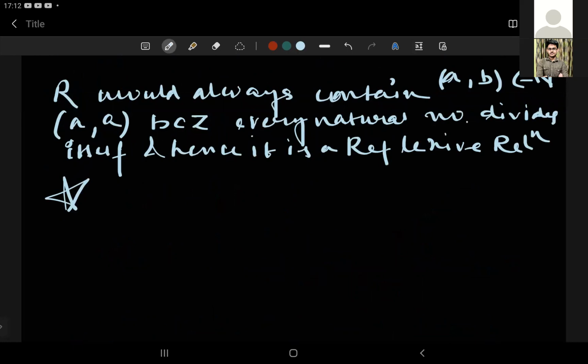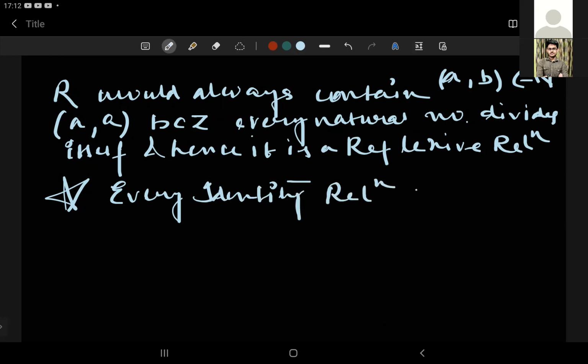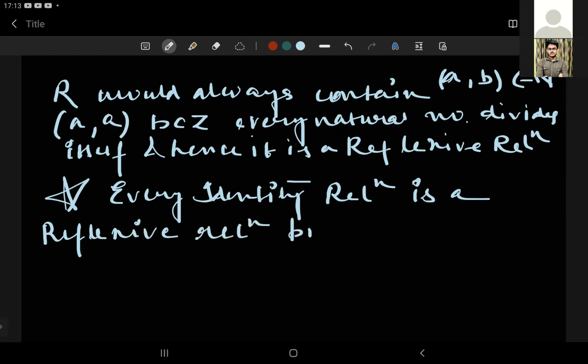So now, if we take a note over here and write that every identity relation is a reflexive relation. But the converse is not true.